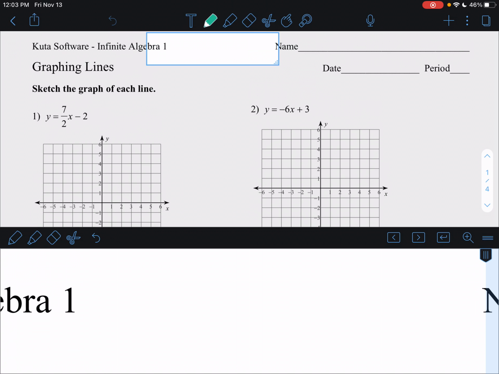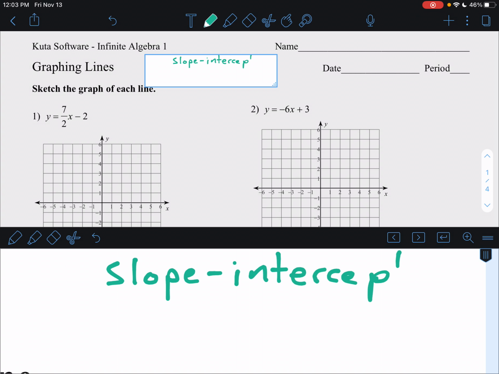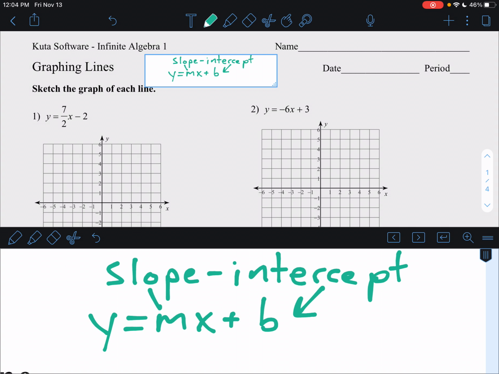It is called slope-intercept form because it gives you the slope and the intercept. So remember, slope-intercept form is y = mx + b. That's the intercept, and that's the slope. The slope is m, the intercept is b.